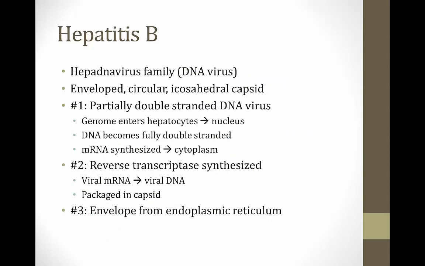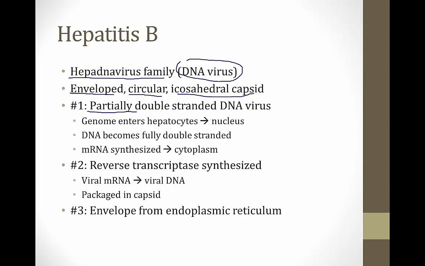This is a member of the hepadnavirus family, and of all the viruses that cause viral hepatitis, this is the only one that is a DNA virus. It is an envelope virus with a circular genome, and it has an icosahedral capsid. And hepatitis B has three unique properties that you need to know about. The first unique property is that it has partially double-stranded DNA. Some of the genome is single-stranded.